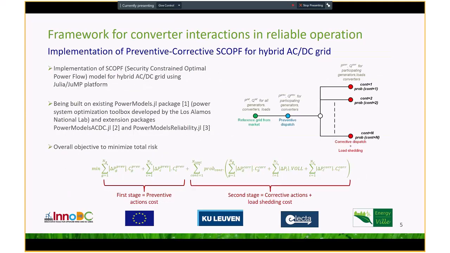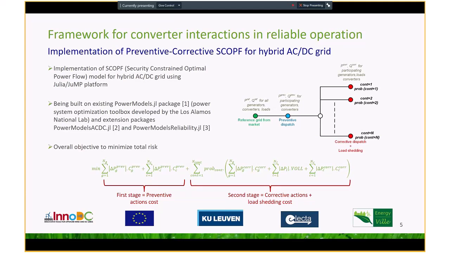This model has been implemented by using the Julia JuMP platform, and it is built on the existing PowerModels.jl package, which is a power system optimization toolbox developed by the Los Alamos National Laboratory. It is also using the features from the extension packages of PowerModelsACDC and PowerModelsReliability.